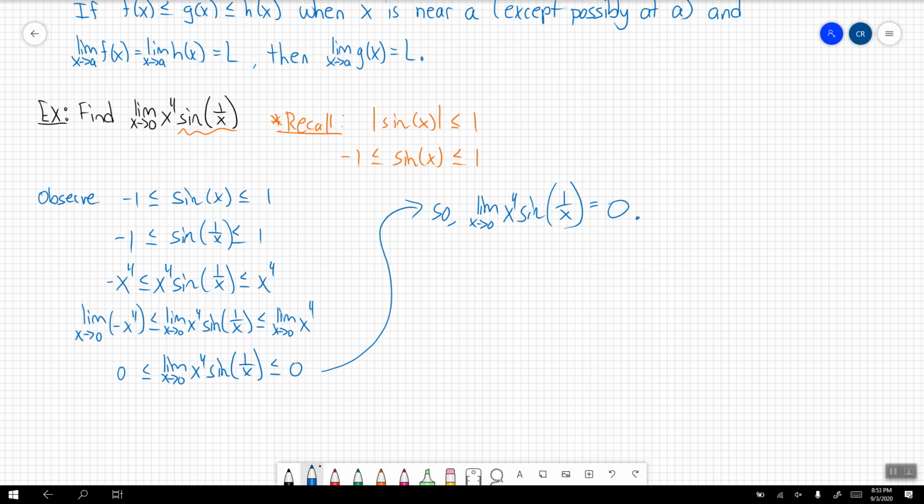On your exam, you will get a squeeze theorem question, and I will need to see this type of similar work. So you must be able to produce something similar to this. And that is it for this section.